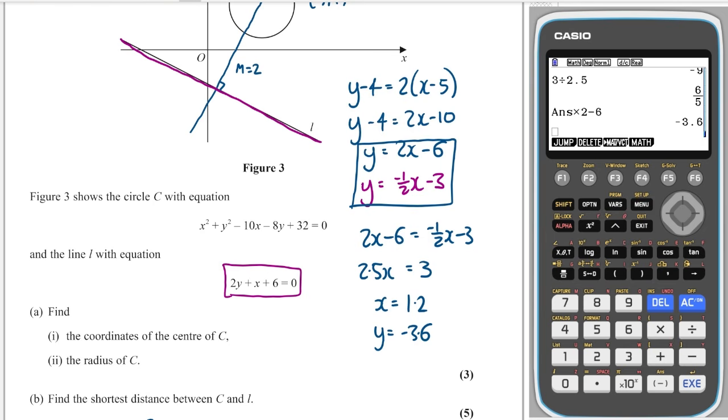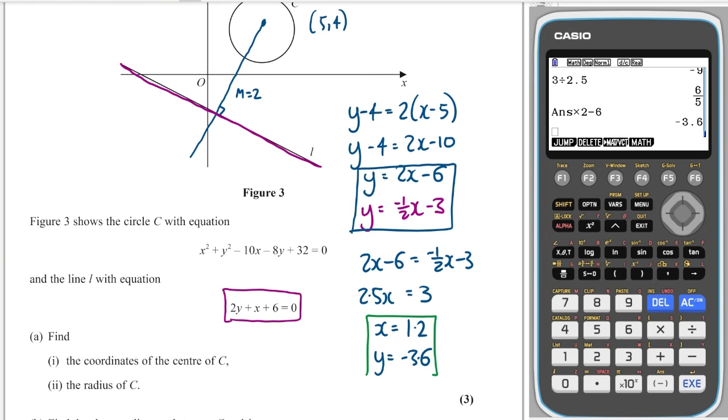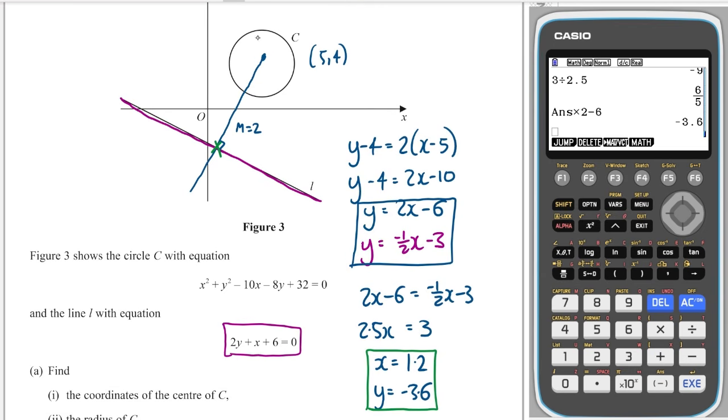Okay, so what do we know? We know that this coordinate here is this point right here. And we also know this coordinate here. And we also know that the distance from here to here is 3. So what we can do is work out the distance between the green point and the orange point, and then subtract 3, and that should give me this blue distance here, which is what we're looking for. Okay, so let's do that then.